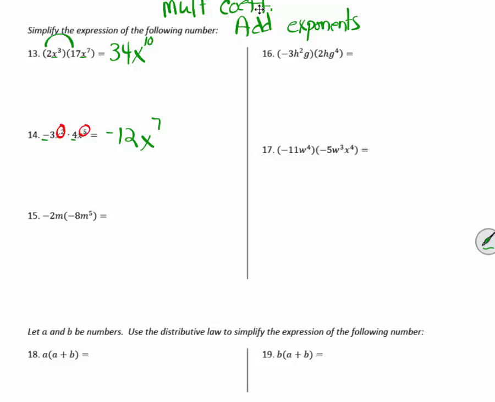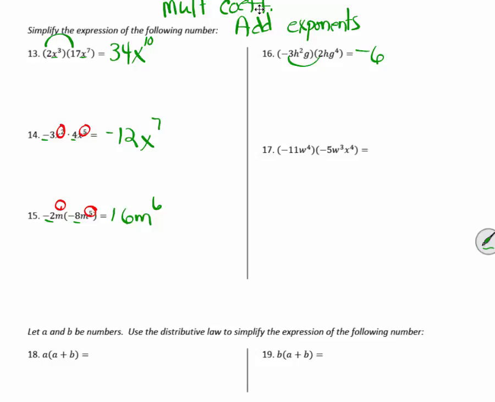For number 15, I'm going to multiply the coefficients. Negative 2 times negative 8 is 16. I'm going to add, there's a little 1 there, I'm going to add my exponents. M to the 6. Number 16, we're going to multiply negative 3 times 2, negative 6.